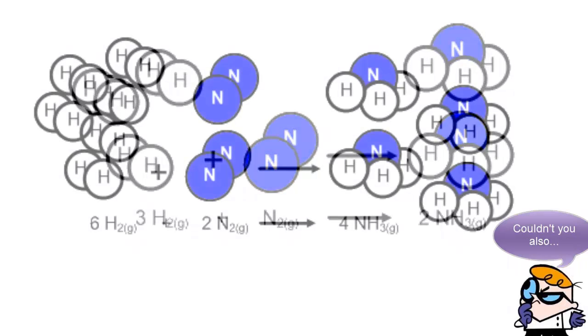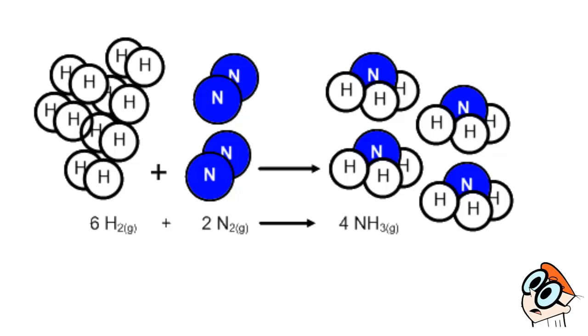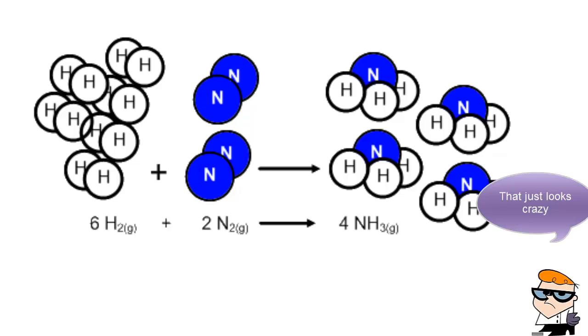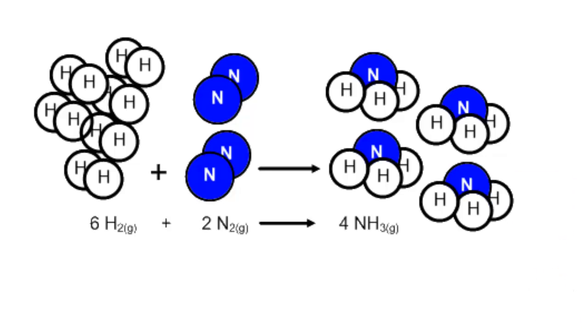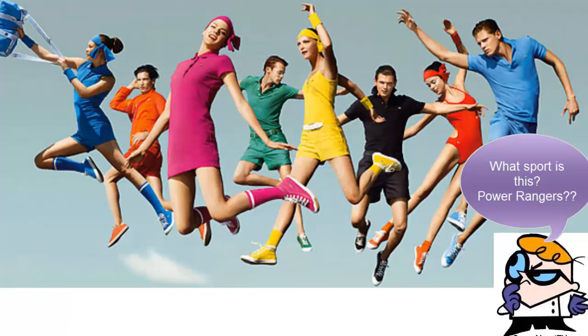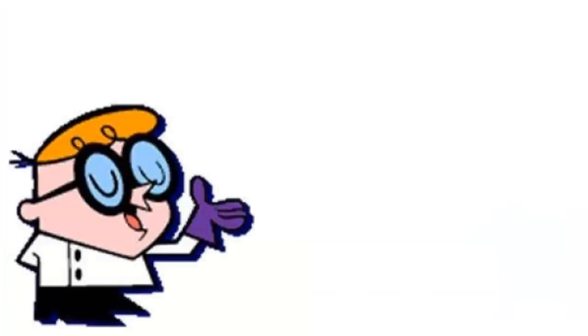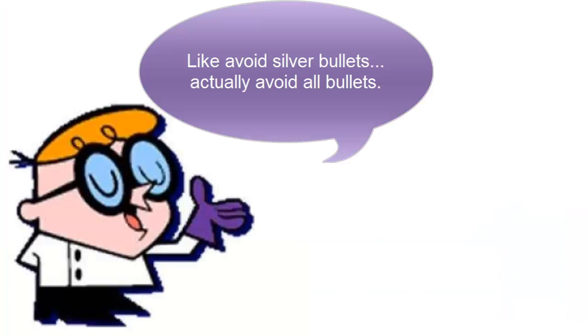Even though 2 to 6 to 4 would also balance the reaction, it would not be correct as it is not the simplest ratio of one element to another. Balancing reactions is a skill. Like any sport, the more you practice, the better you get at it. However, I do have some tips to help you along the way.